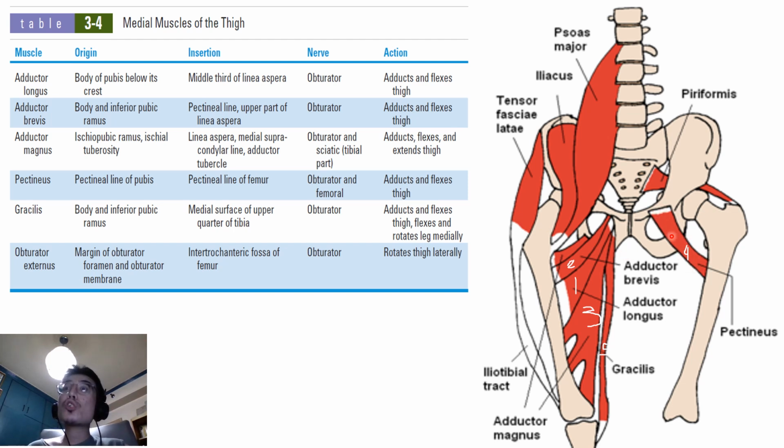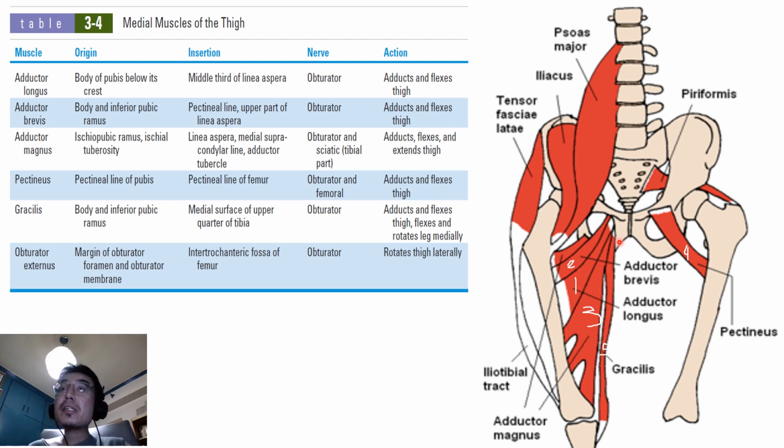The pectineus muscle over here has its origin from the pectineal line of the pubis, and it inserts into the pectineal line of the femur. It is innervated by the obturator and the femoral nerves, and its function is to adduct and flex the thigh. A small linear strip of muscle, seen here medially, is called the gracilis.